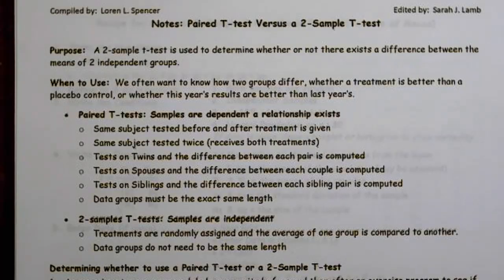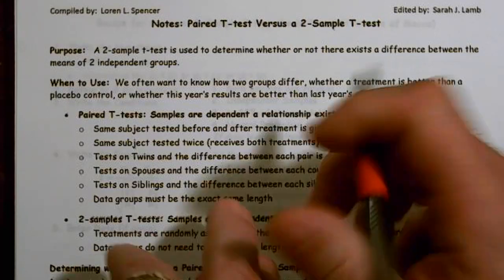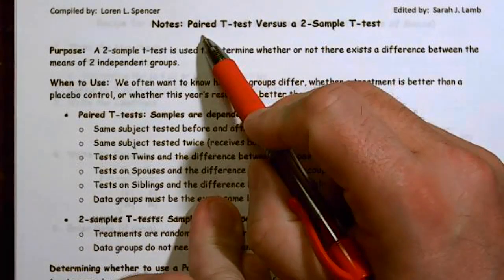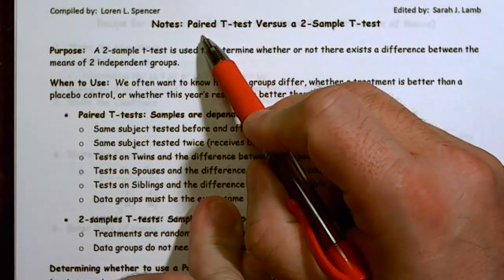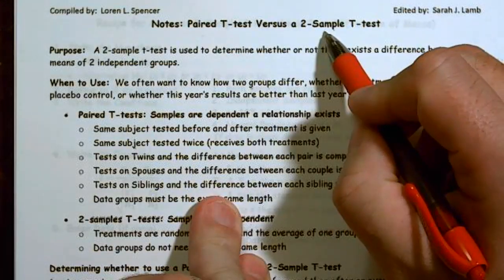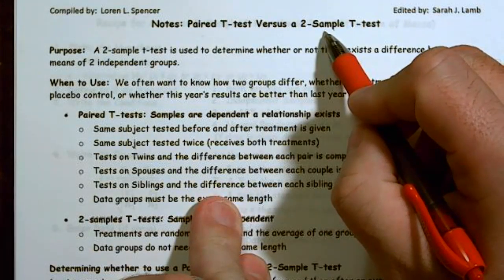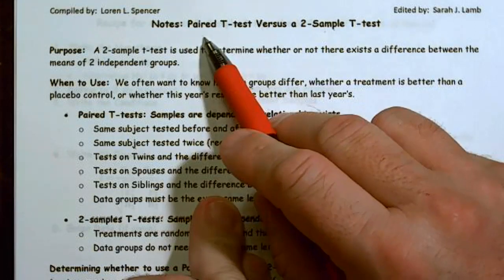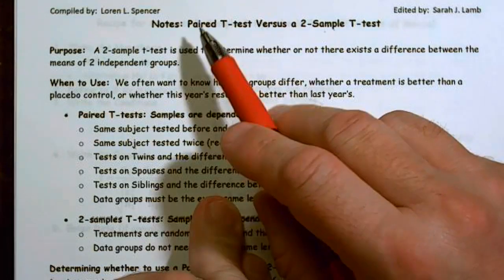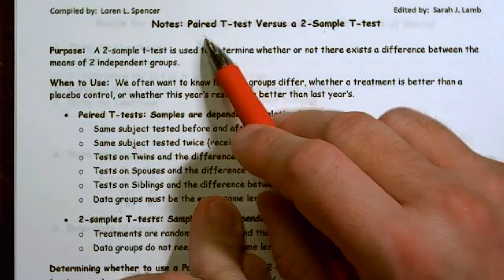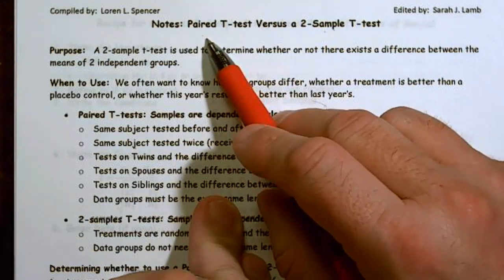Okay, this video is going to help distinguish between a paired t-test and a two-sample t-test. And by the way, a paired t-test is really run like a one-sample t, where here we are comparing two separate means. Although everything gets two measurements, it's the average of those differences.